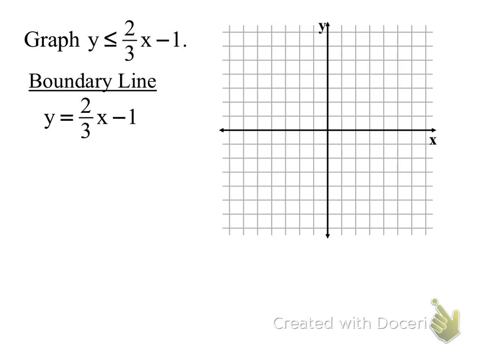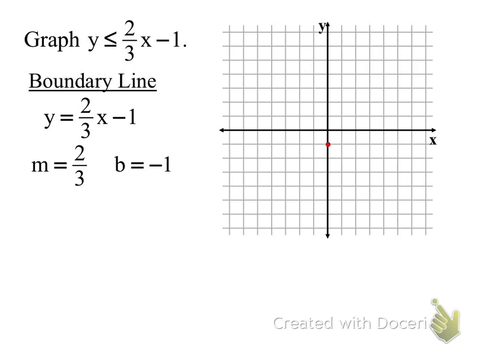Julia. M equals 2/3 and b equals -1. Good. M is 2/3 and b is -1. Now, look at the sign. Is this going to be solid or dashed, Nicole? It will be solid.